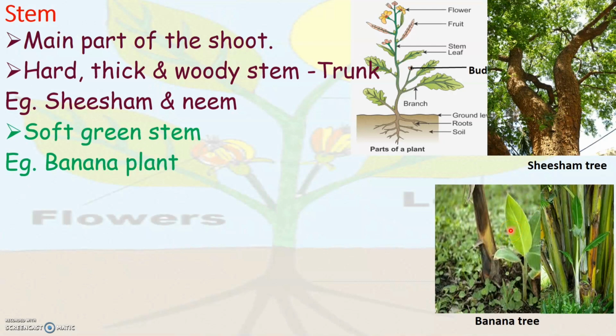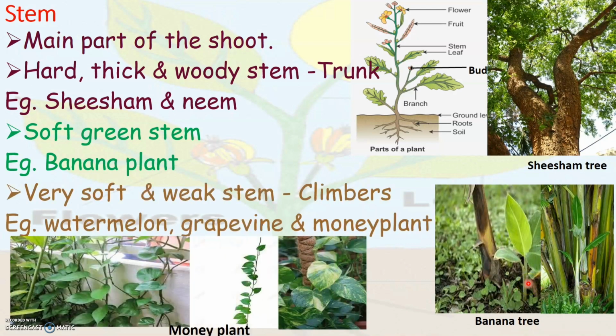Some other plants have stems which are soft and green, as you see here in the picture, like in the case of banana plant. While some other plants have very soft and weak stem. Such plants are called climbers. Examples of such plants are watermelon, grapevine and money plant.